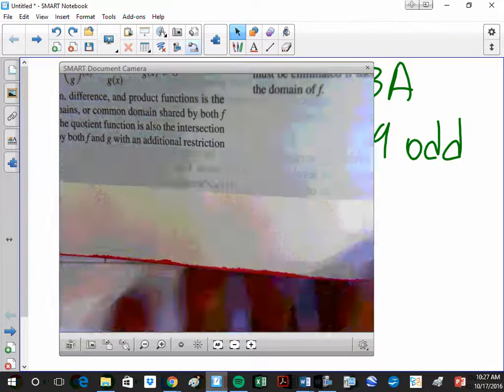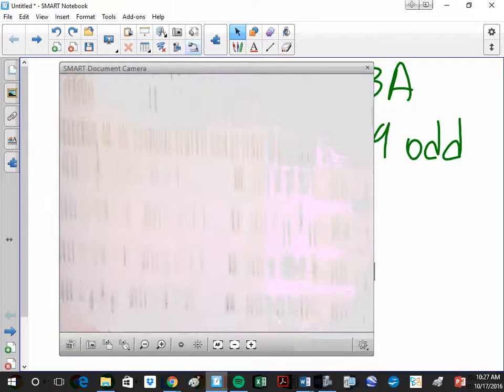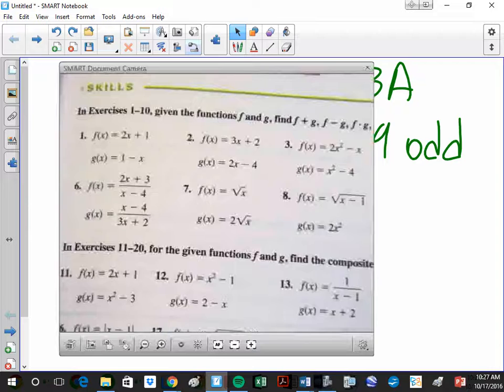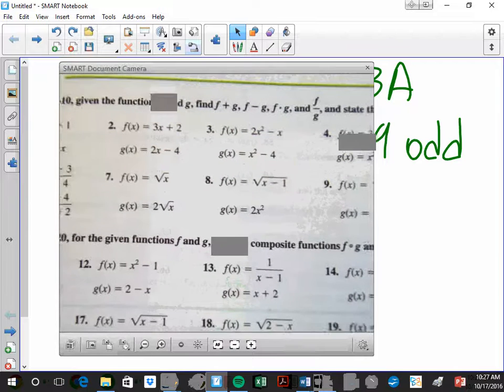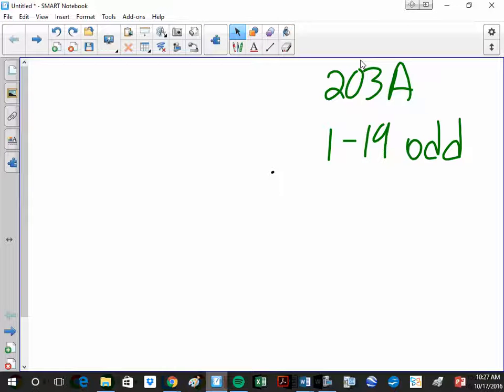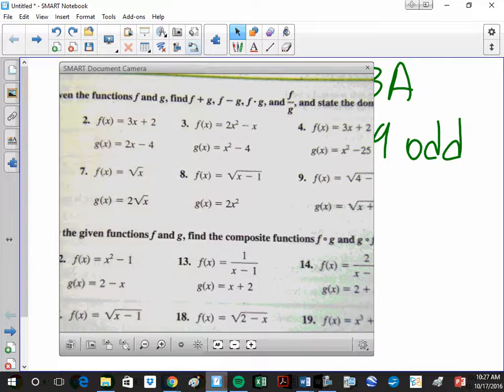Take a look at number 2. We'll do number 2. It's not one of your functions, but that's okay. 203. Two oh three, 1 through 19 odd. Everybody got that? Okay. So, number 2 gives us two functions, 3x plus 2 and 3x minus 2.